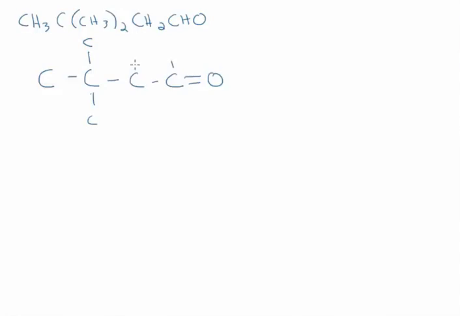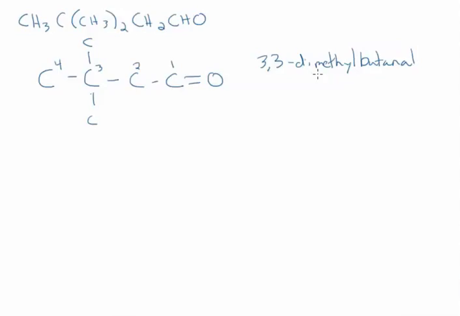So we have 4, which is butane. We have 2 methyl groups. So we would say 3,3-dimethylbutanal. And the al here tells us that it's an aldehyde. And this tells us that there are 2 methyl groups on the 3rd carbon away from the aldehyde.